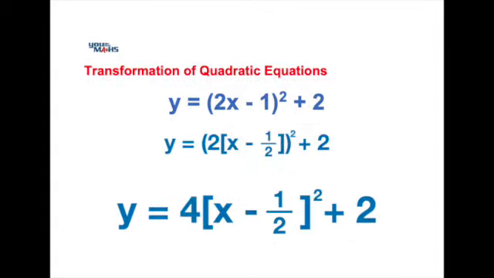The next thing we'll do is we'll square the result. So 2 squared is 4, and we'll leave the enclosed bracket x minus a half all squared as is. So now we can identify the changes in a much simpler manner.